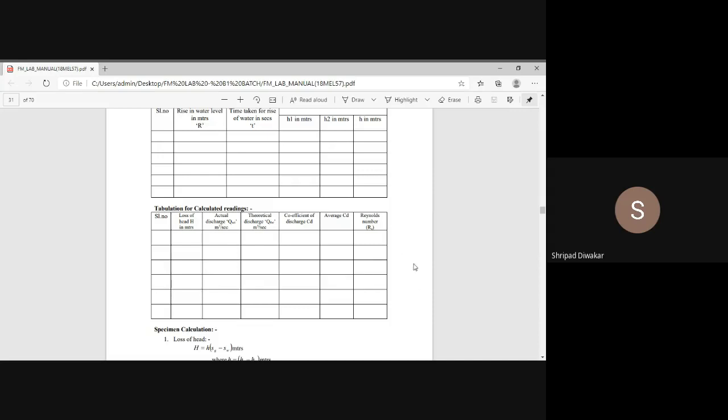If the Reynolds number lies between 2000 and 4000, then it is neither laminar nor turbulent, and we call it the transition phase, because in that range the flow changes from laminar to turbulent. So 2000 to 4000 is the transition zone. Above 4000, it is turbulent flow.